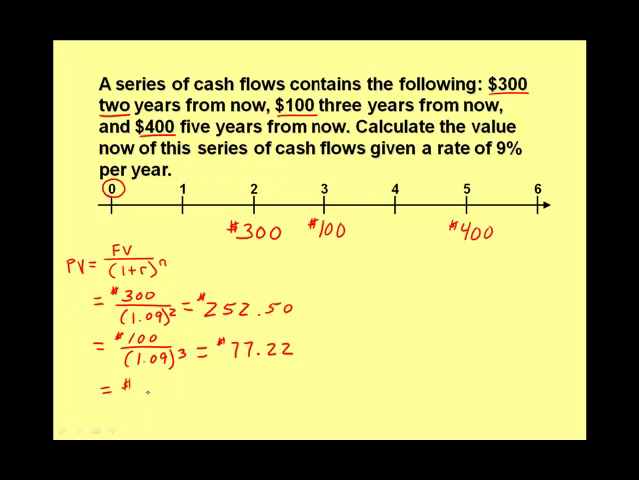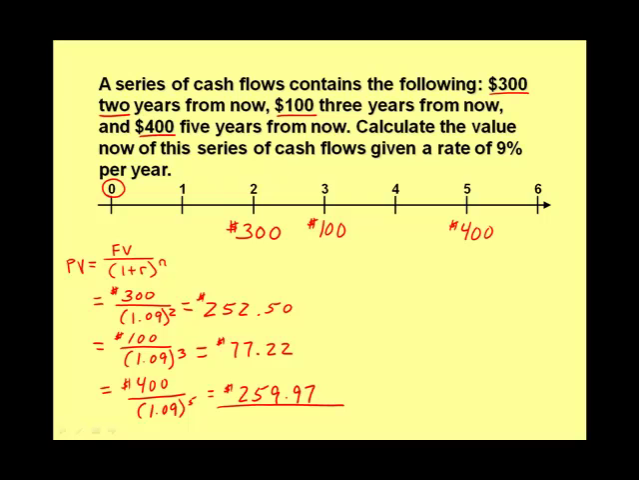And the present value of our third cash flow, that $400, is discounted back 5 periods, is $259 and about 97 cents.